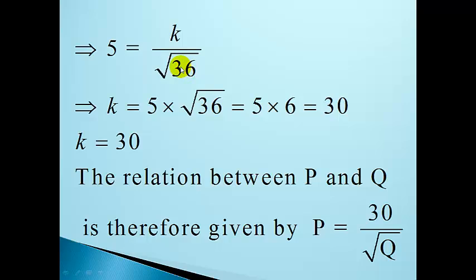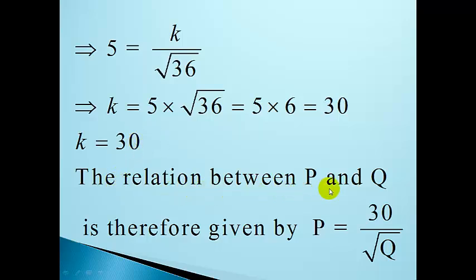Now, to solve for k, we have to cross multiply. Take note that the whole number 5 is the same as 5 over 1. And 5 over 1 is the same as 5. That is why the 1 cannot be seen. So by cross multiplying, we multiply k by the 1. And k times the 1 is equal to k. This is equal to 5 times the root of 36. When we take the square root of 36, the answer is 6. So we have 5 times 6, and the answer is 30. So the constant of proportionality k is equal to 30.